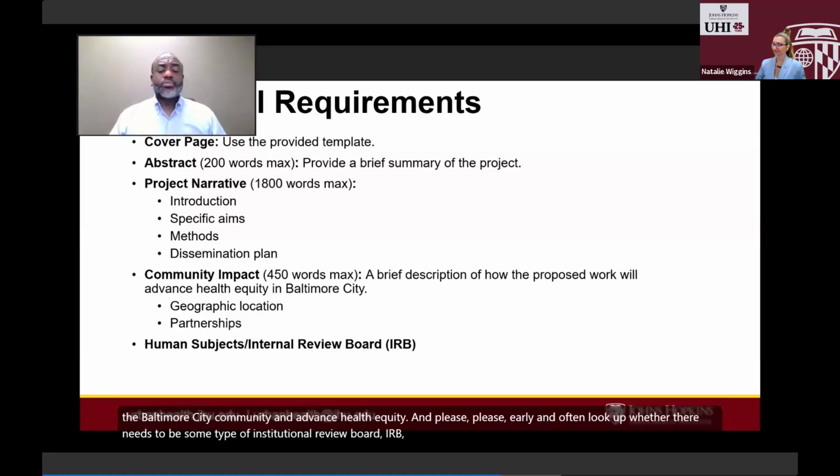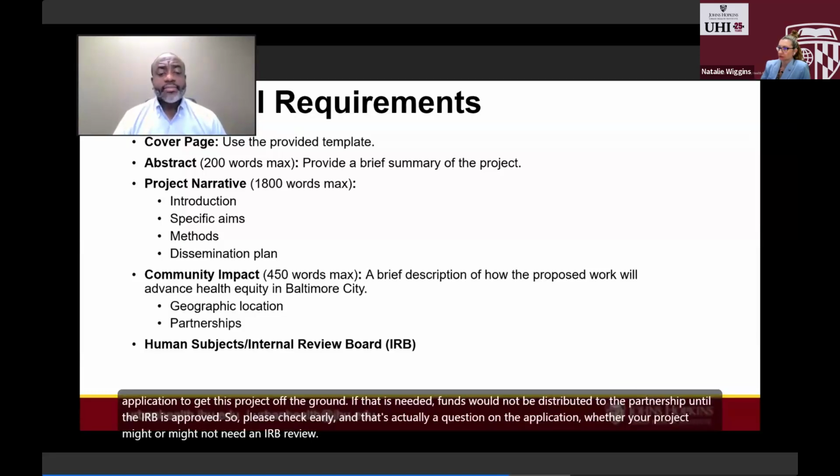And please, early and often look up whether there needs to be some type of institutional review board, IRB application to get this project off the ground. If that is needed, funds would not be distributed to the partnership until the IRB is approved.